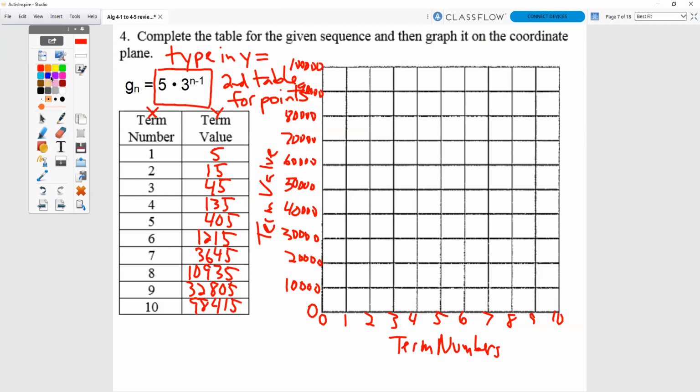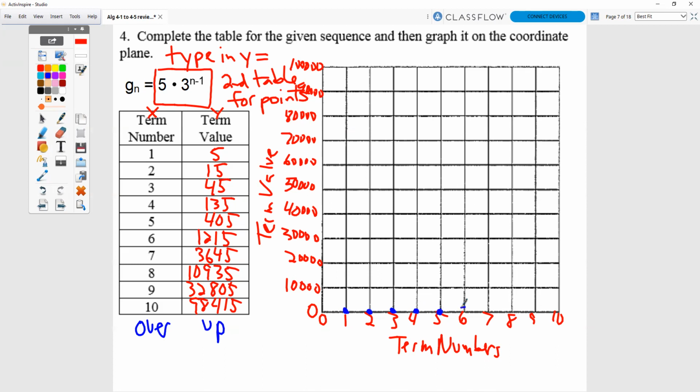When I go to graph it, your x value, your term number, is how many go over. Term value is how many go up, because that's your y value. So over to 1, up to 5. It's going to be right on the bottom. Can't even tell. Remember, each block is 10,000. 2, 15, and 3, 45. Can't tell the difference still because the box is so small. 5, 405, you still can't tell.